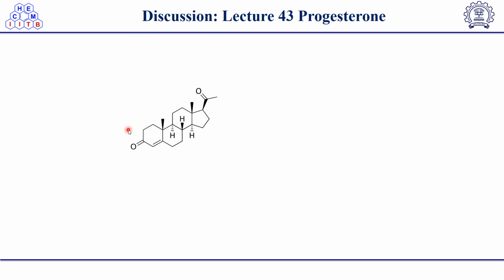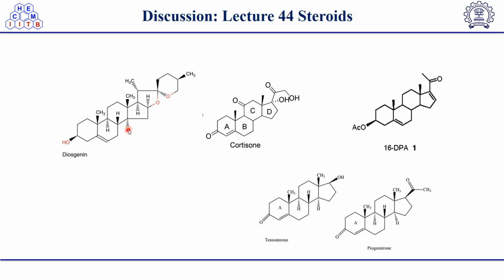Then in lecture 44, the discussion was about steroids and the application of Marker degradation process in the total synthesis of steroids like diosgenin, progesterone, cortisone, and testosterone, where we saw how the development of industrial methods came about, which we also discussed as a story. So I will briefly tell the story.